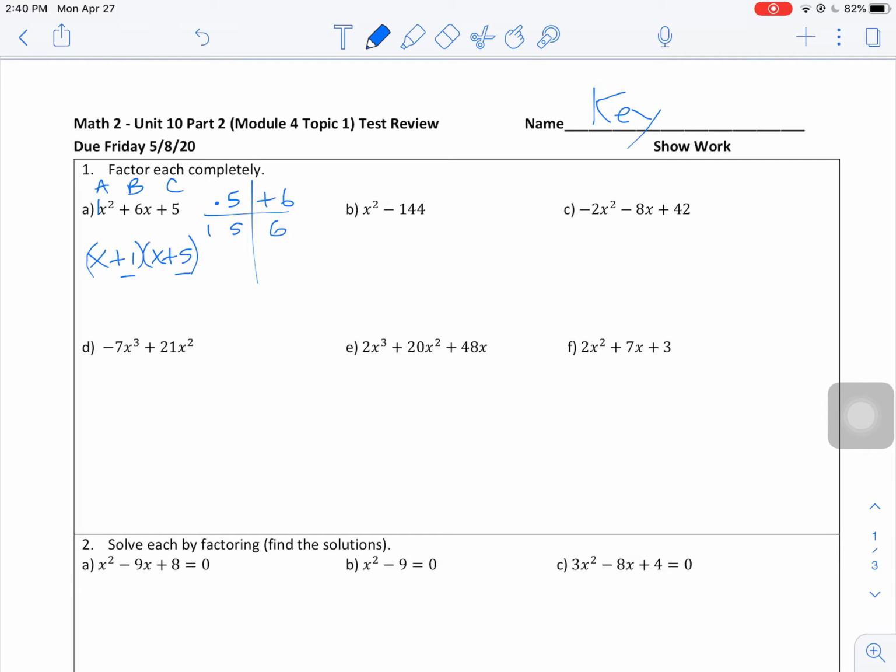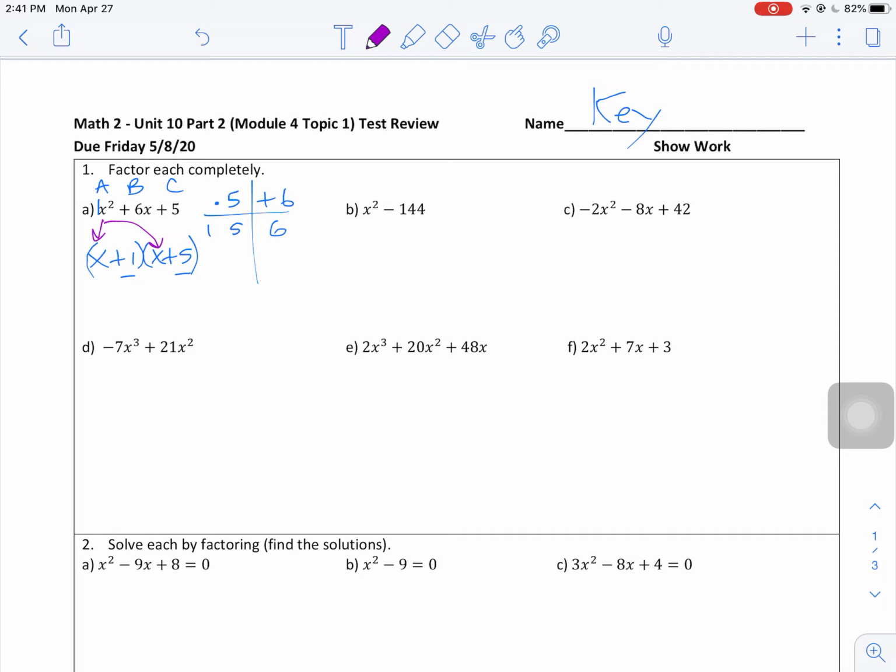Remember, if we were to FOIL this back out or multiply this back out, we would get what we started with, because factoring and multiplying are inverse operations of each other. They undo each other. If you're wondering where the x and the x came from, that was us just splitting the x squared into x times x.